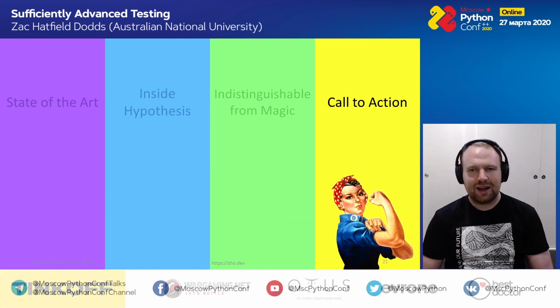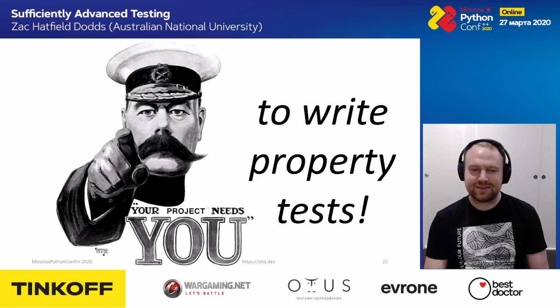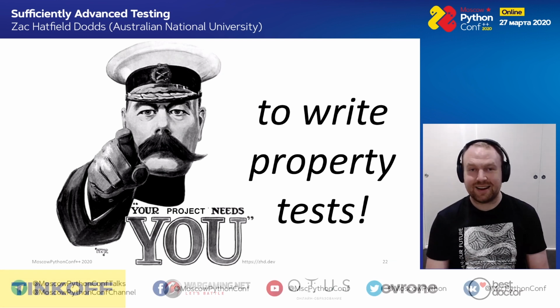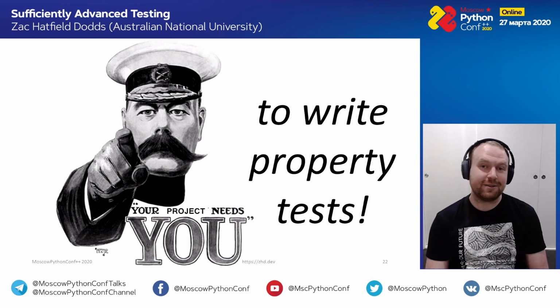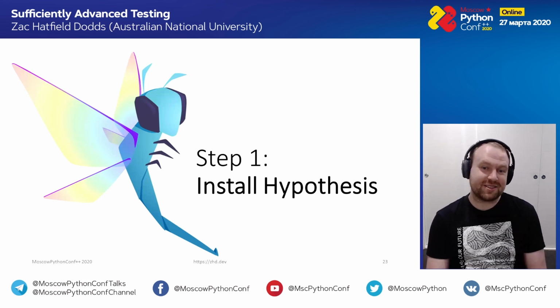All right, and now onto our call to action, where I talk you through what I think you can do with Hypothesis tomorrow. The simple one, of course, is just write property-based tests. They are easier, they are more powerful, and they find bugs that I would never even think were possible without them. Step one, of course, is to install Hypothesis.